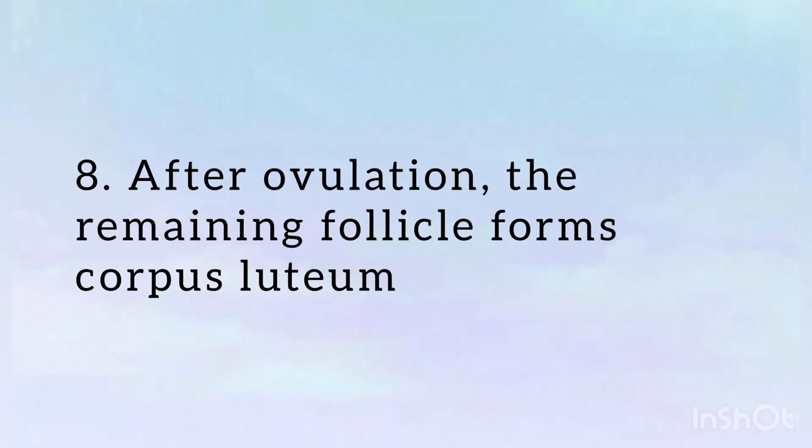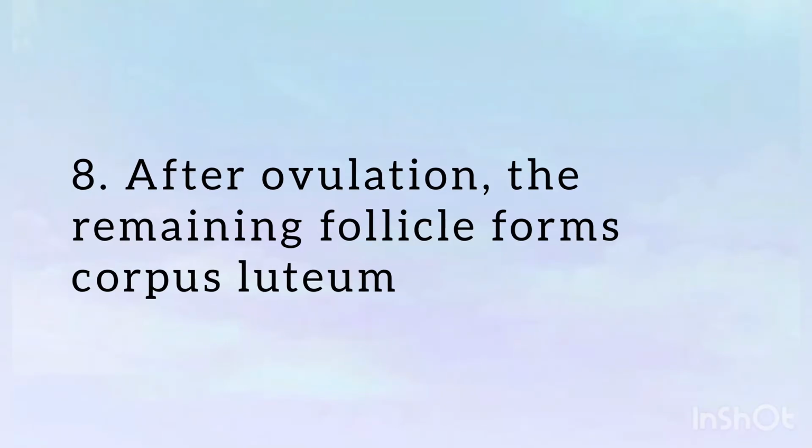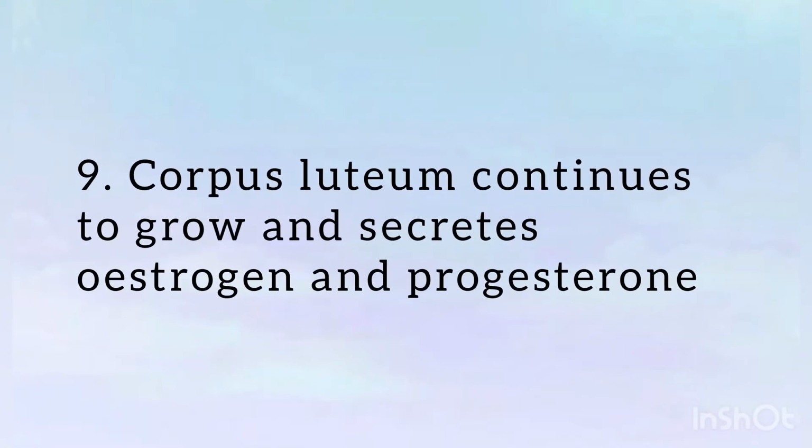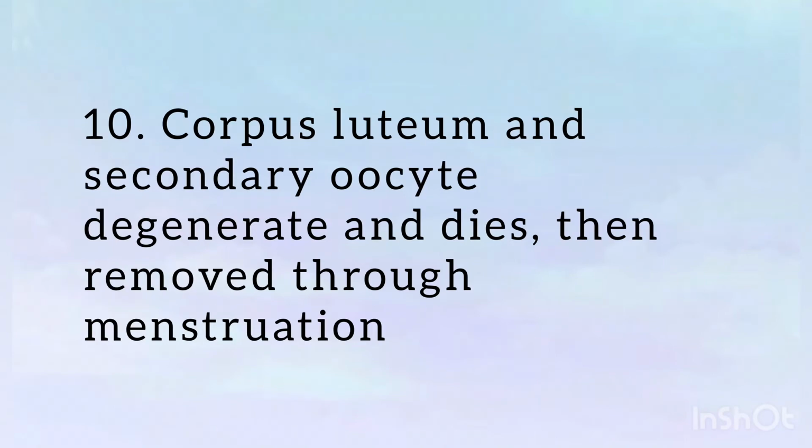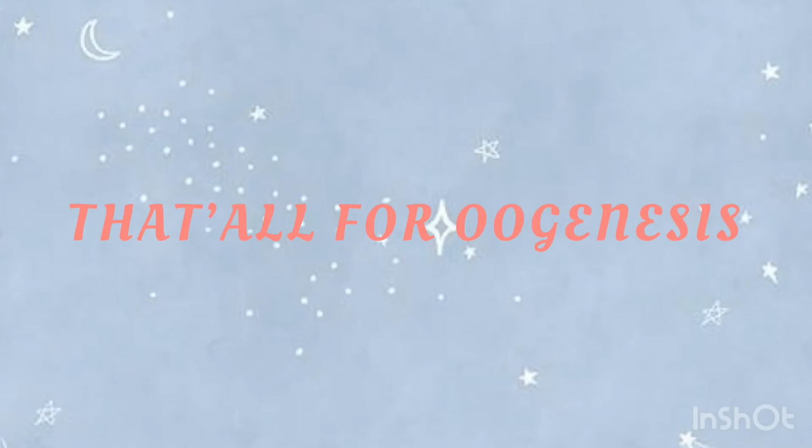After ovulation, the remaining follicle forms the corpus luteum. The corpus luteum continues to grow and secretes oestrogen and progesterone. And lastly, the corpus luteum and secondary oocyte degenerate and die, then are removed through menstruation. That is all for oogenesis.